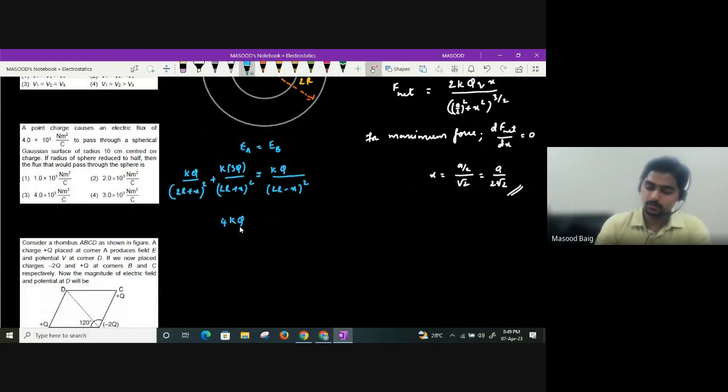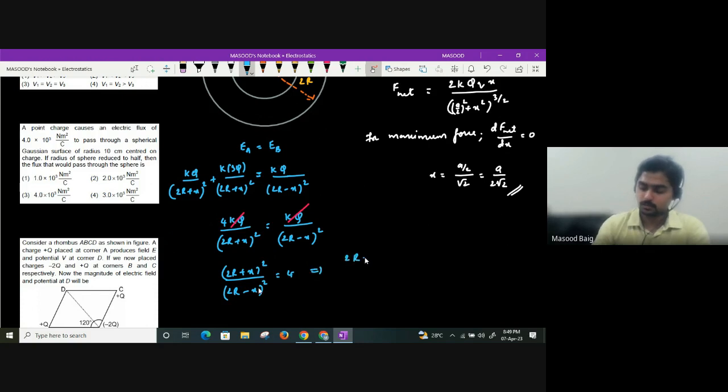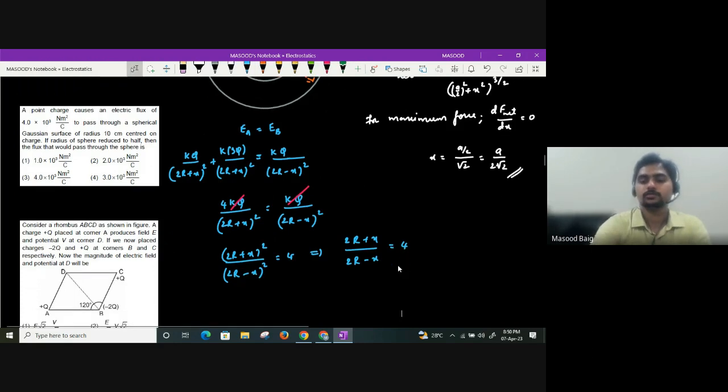So from this, what will I get? 4kQ divided by (2r plus x) whole square will be equal to kQ divided by (2r minus x) whole square, beta. What can we cancel out? kQ will get cancelled out. So I am going to get (2r plus x) whole square divided by (2r minus x) whole square equal to 4. This implies I can write (2r plus x) divided by (2r minus x) will be equal to what, beta? 4.